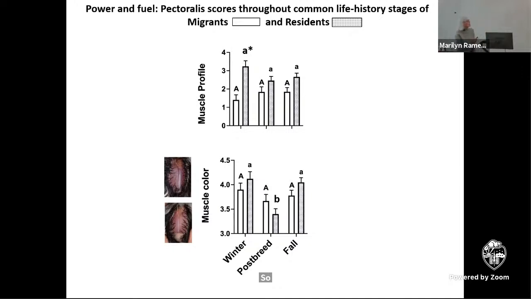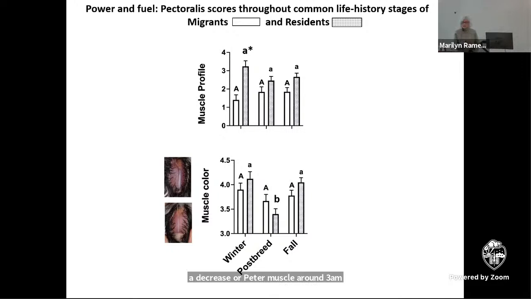So let's look now at the power and fuel for migration and looking at the muscle profile. Residents have greater profile in January than migrants. Migrants are not changing over time. And muscle color, the biggest thing here is that the migrants are not changing, but the residents show a decrease or a pinker muscle around post-breeding.